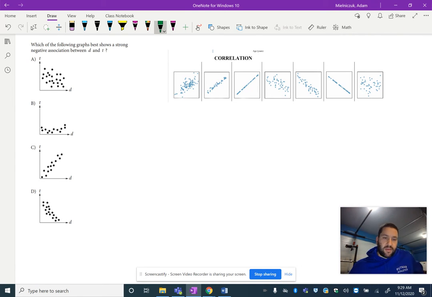Okay, and as we can see, this is an SAT problem that says which of the following graphs best shows a strong negative association between D and T. Well, the first thing we have to understand is that we're talking about correlation. And correlation means, how are the two variables related? So what we can see is the words we'd want to use to describe correlation.